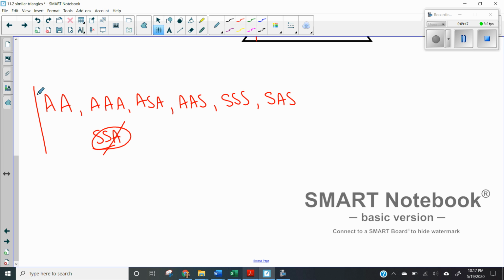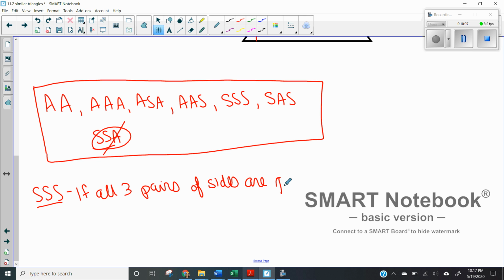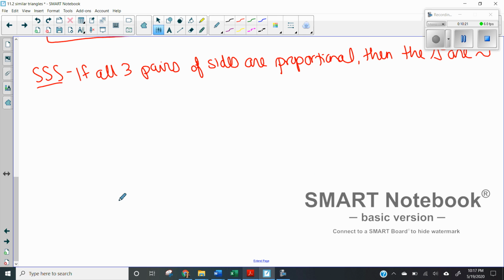Now, one thing I should mention about side, side, side, it's a little bit different than the side, side, side we're used to. So this would say, write this out with me, if all three pairs of sides are proportional, then the triangles are similar. Okay, so we just need to check those three ratios, but it is a shortcut because you can ignore the angle measures. Okay, so it's just okay to test out that the sides are proportional.